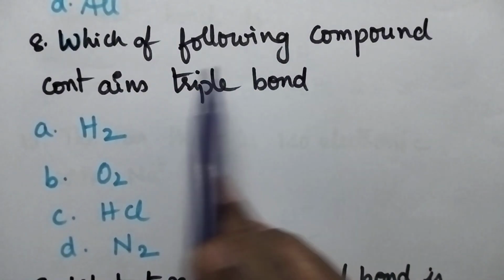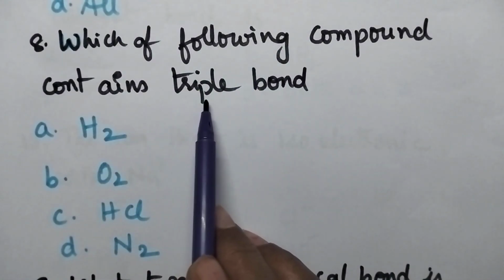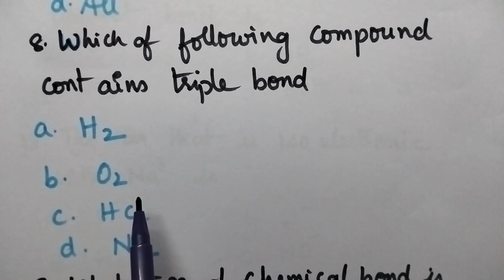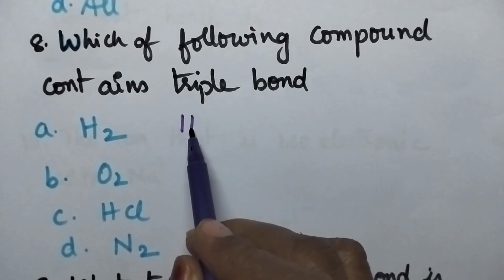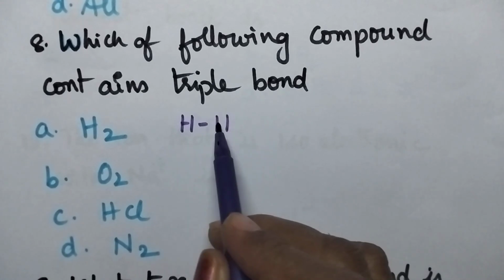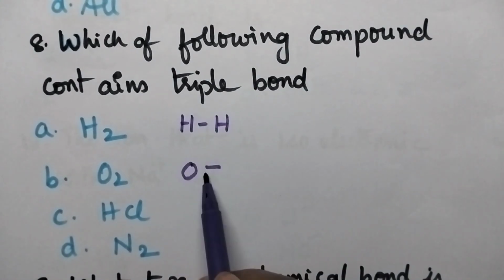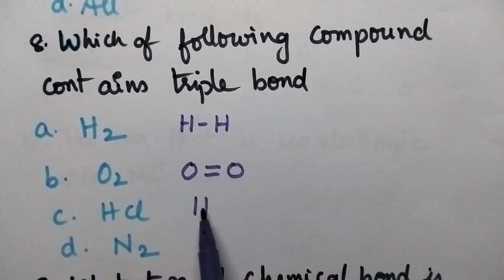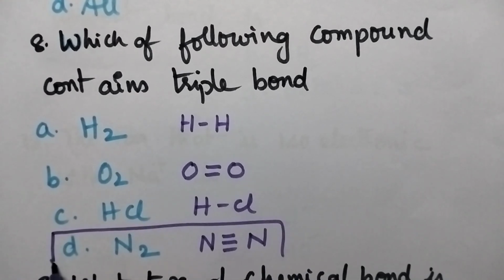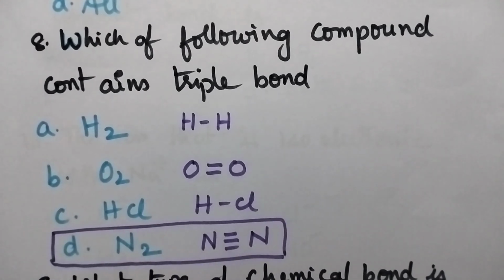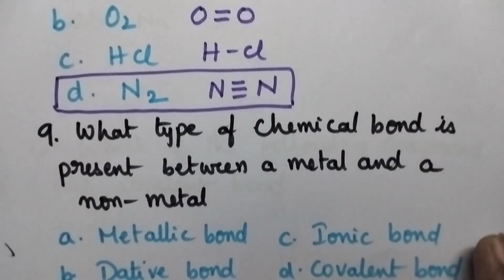Which of the following compounds contains a triple bond? Again here we have to consider the structural formula. Coming to H2, it contains a single bond, oxygen contains a double bond, HCl contains a single bond, and nitrogen contains a triple bond. So option D, nitrogen, is the right answer.